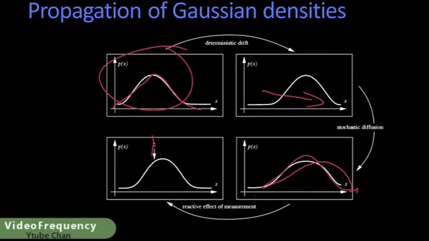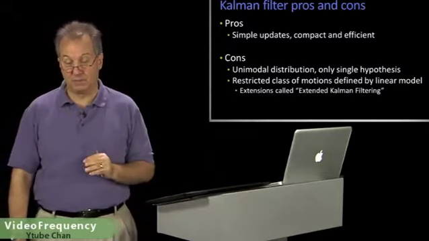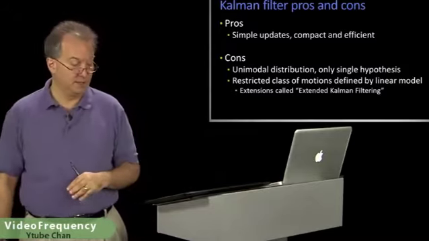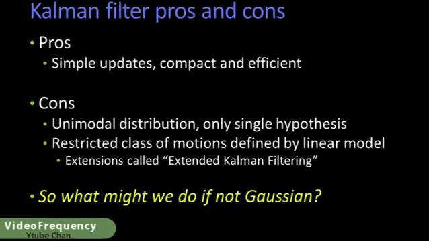The cons of it are, in fact, maybe I should have listed these in the other order. Here it says there's a restricted class of motions defined by the linear model. The linear thing we can get around by using what's called an extended Kalman filter. A much bigger problem is it's got this nice unimodal distribution assumption. You're assuming the world really is a nice Gaussian of some uncertainty. And the question arises, what would you do if things are not a Gaussian? So what's an example of when you might need a non-Gaussian situation?